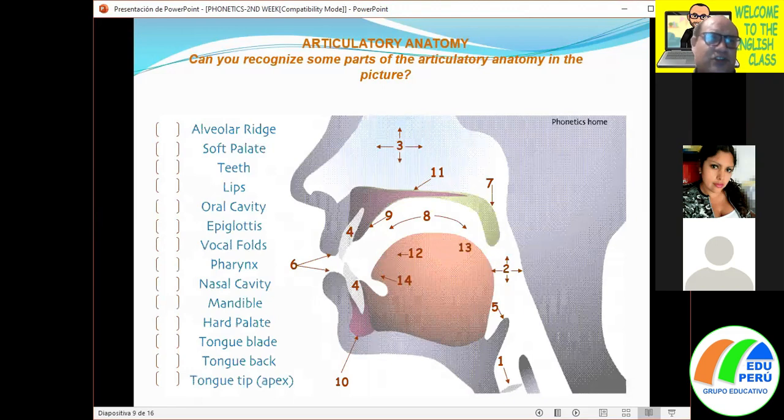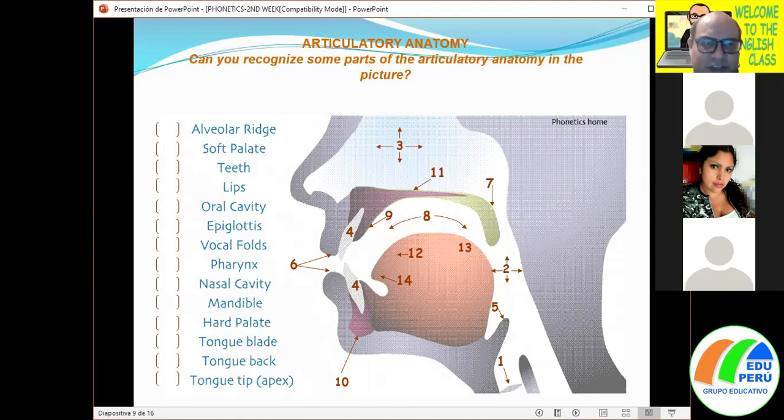Here you have this picture, and you have some numbers, all right? So we are going to do it together. Don't be scared. Oh, teacher, what is that? I don't know. What is it? Oh, no, I can't remember the name of this part of our vocal tract. If you can see here, we have the oral tract and the nasal tract. So we are going to use these organs in order to produce sounds.